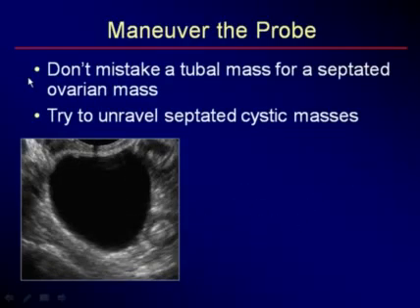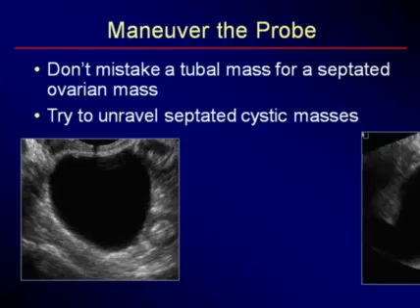Maneuver your probe, twist and turn. Don't mistake a tubal mass for a septated ovarian mass. Try to unravel septated masses. Make sure they're not tubes that are folded over on themselves.